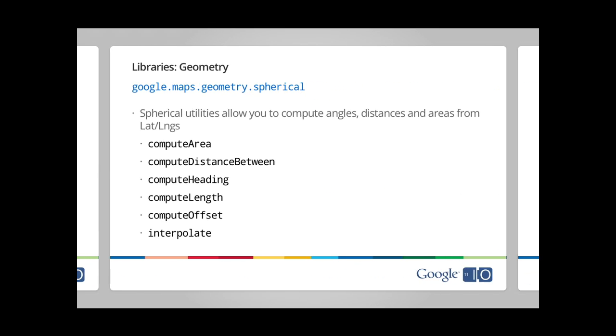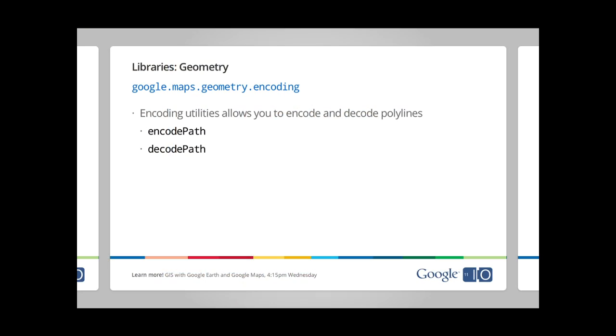Geometry is a library that lets you compute angles, distances, and areas from latitudes and longitudes. So if you want to do some spherical geometry queries, you can load this library and use it. And it also comes with an encoding library that lets you encode a path, so encode an array of latitudes and longitudes into a string representation of that, as well as decode that back into latitudes and longitudes.